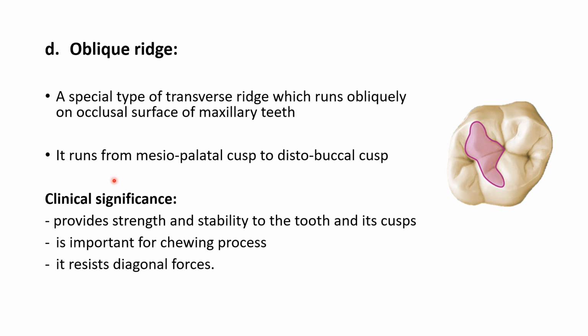It runs from the mesiopalatal cusp to the distobuccal cusp, because it is only present in the maxillary tooth, not in the mandibular tooth. So this is the palatal side, this is the buccal side. What is the clinical significance here? It provides strength and stability to the tooth and its cusp. It is important for the chewing process because there is a big central fossa here, and it resists the diagonal forces.